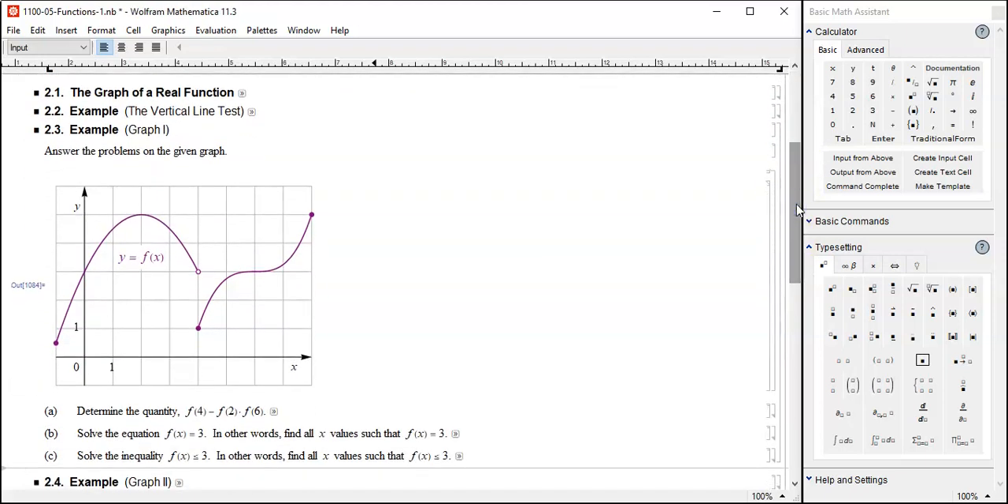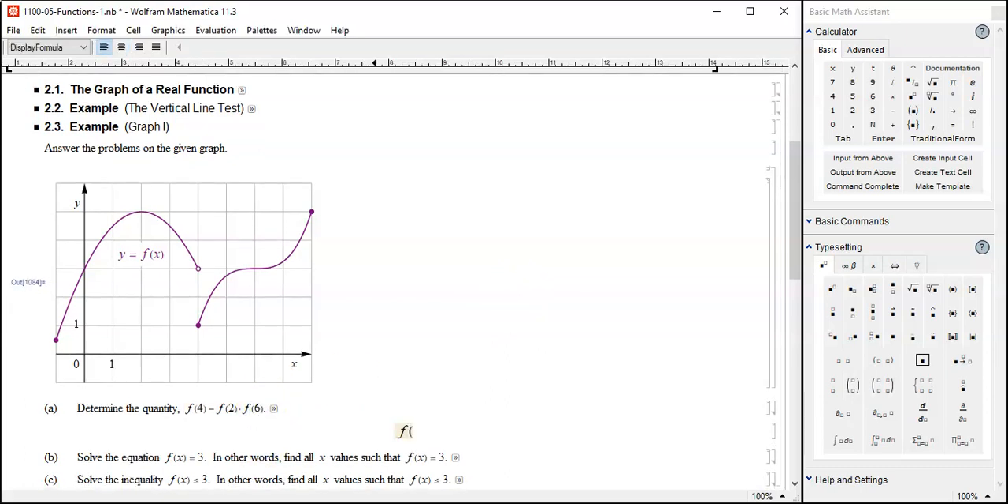Here's a graph of a function, y equals f of x, and let me emphasize yet again, y equals f of x. What does it mean? The function value f of x is equal to the y coordinate. Alright? If you're calculating a function value, you're looking for the y coordinate. If you are given a function value, that means the y coordinate is given. Alright? Function value f of x is the y coordinate. Okay, let's begin. Determine the quantity f of 4 minus f of 2 times f of 6.